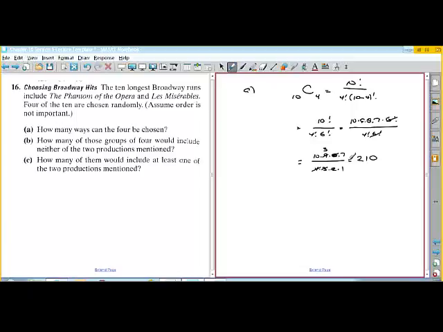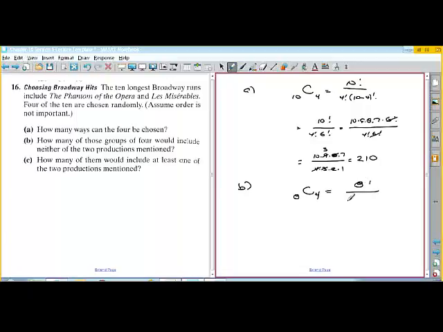So that's part A. The second one says, how many of these groups of 4 would include neither of the productions mentioned? So now it's still a combination, but how many shows do I have to choose from now? If I had 10, I can't include 2 of them, so 8.